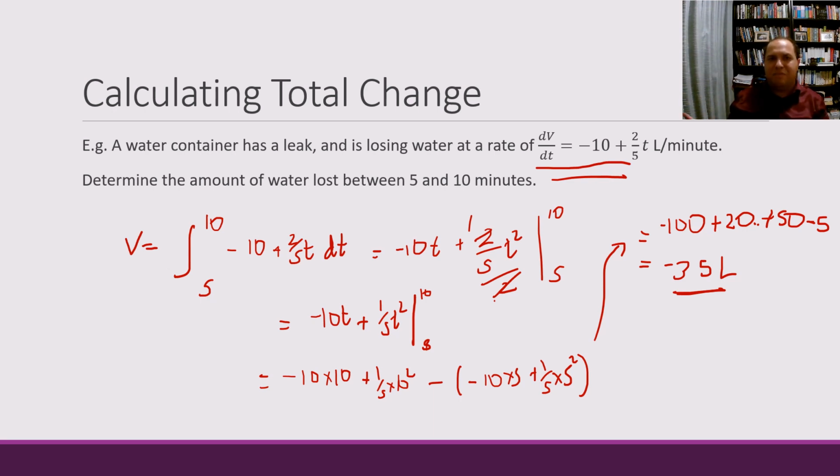And basically what we've just done is added up all of those small rates of change to find the total change over time.